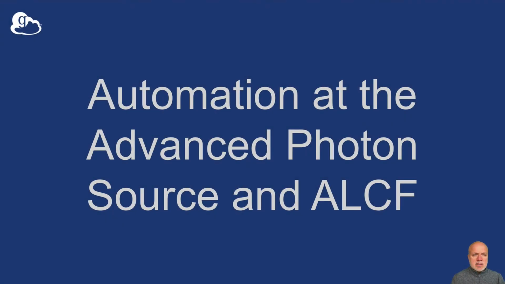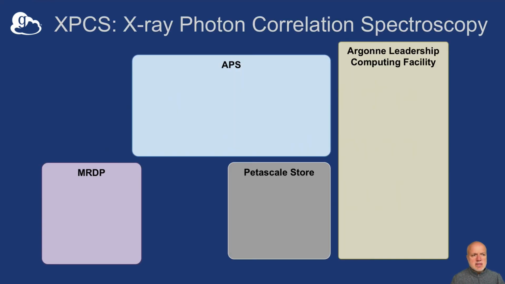So next up, I have a couple of examples from the Advanced Photon Source and the Argonne Leadership Computing Facility. The first of these is a project that does X-ray photon correlation spectroscopy, or XPCS. This is a group that studies the dynamics in materials at nanoscale by looking at correlations between time series of data as detected by a light beam.